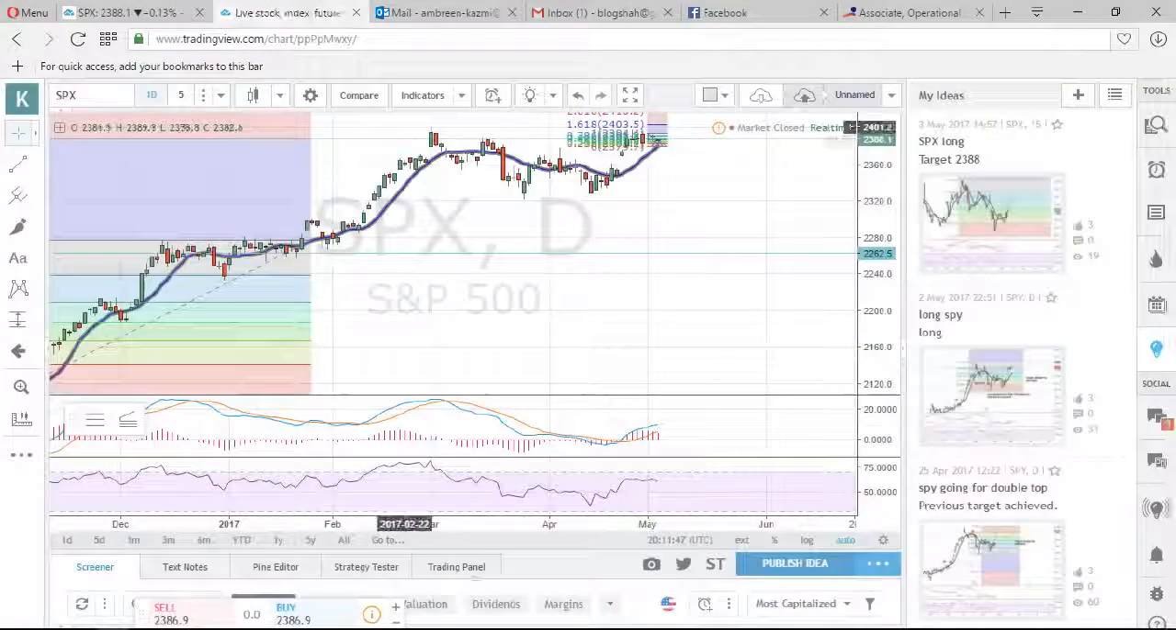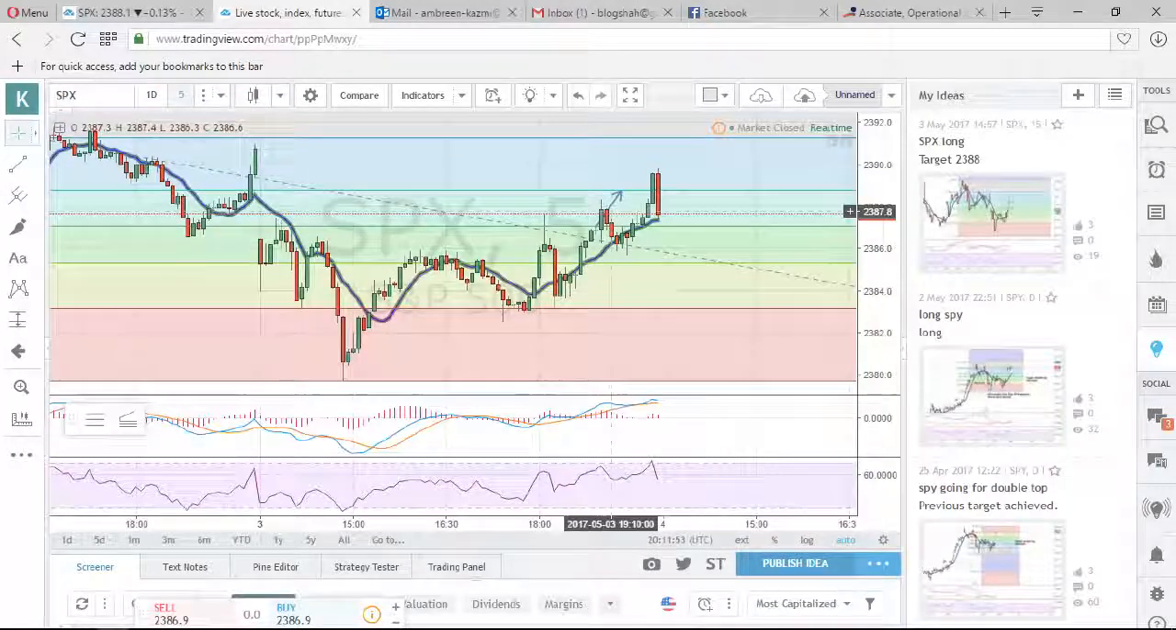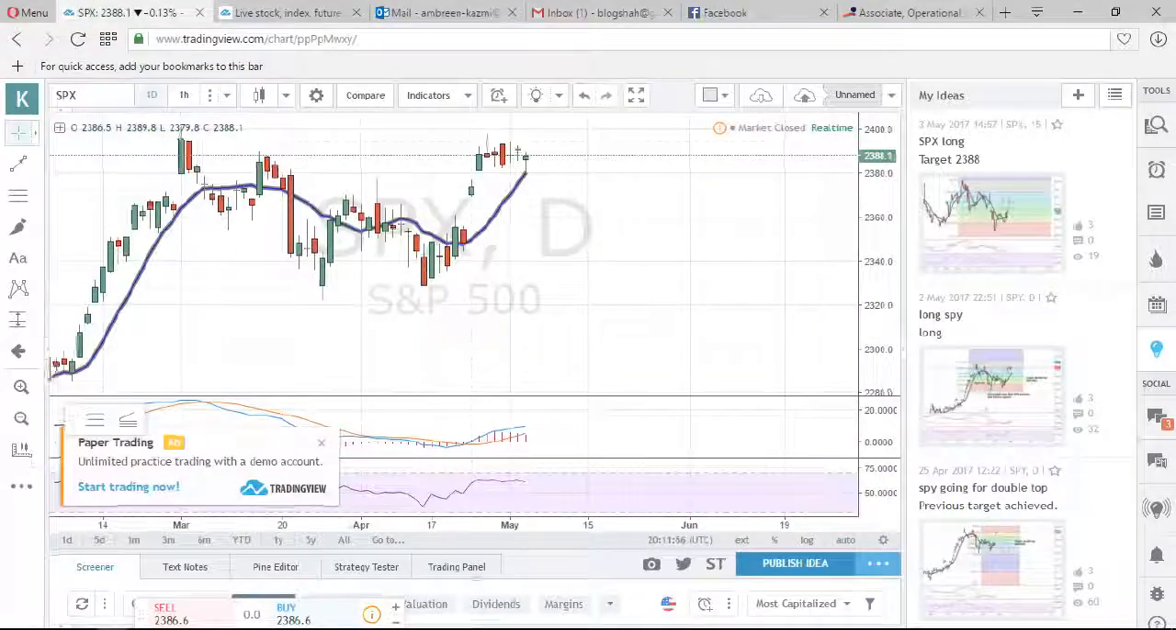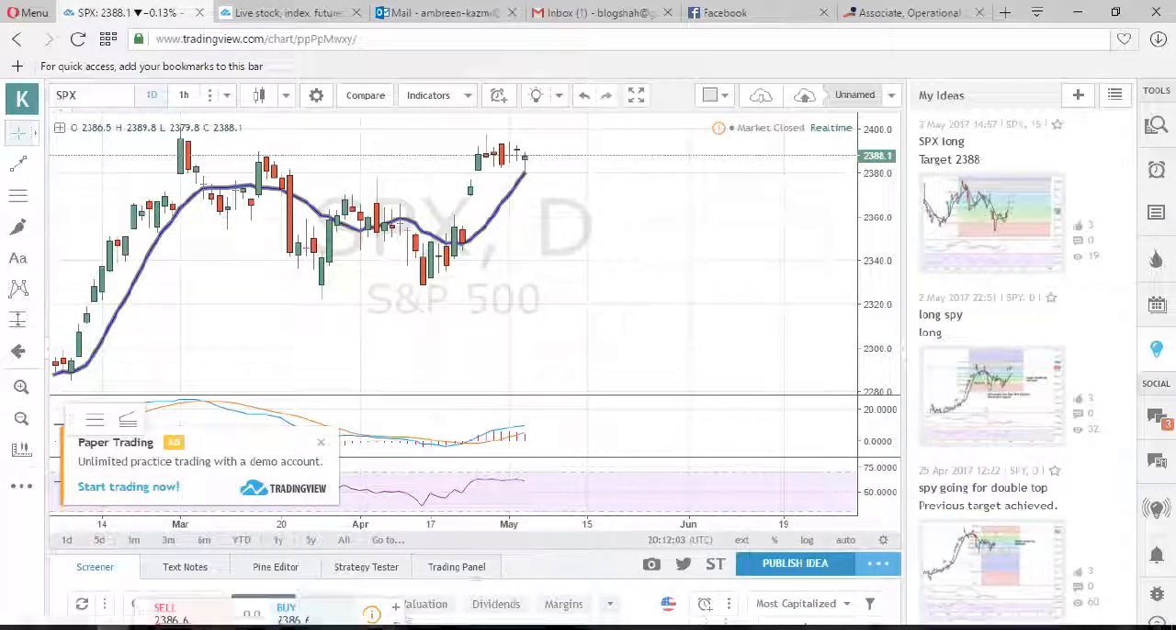This entire move took place on the lower time frame because it did hit the SMA 50, and it works as a strong support. So this is it for now, guys.